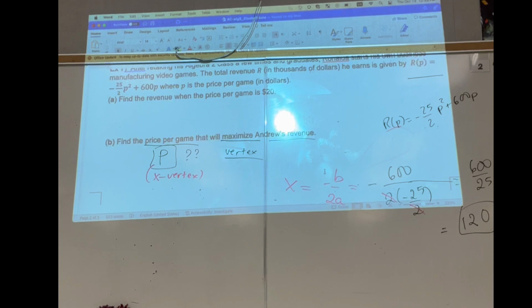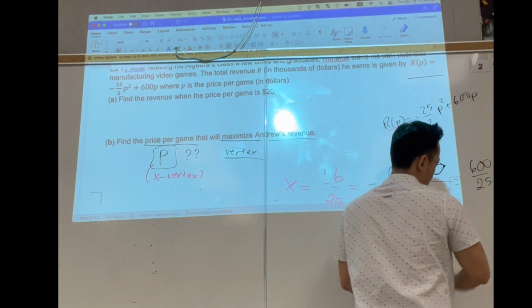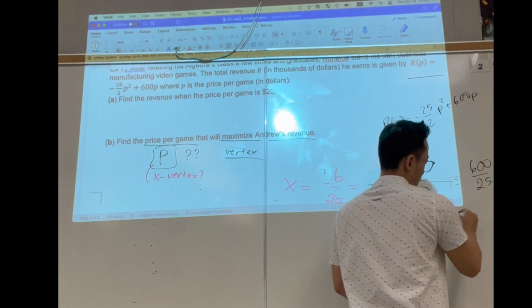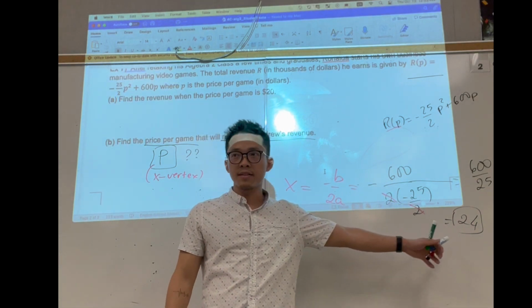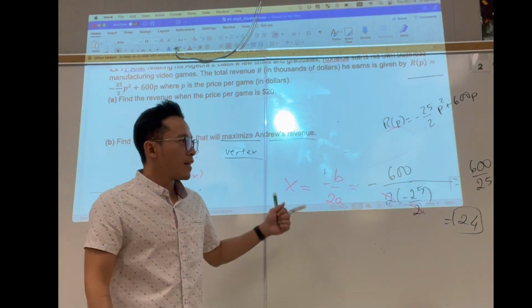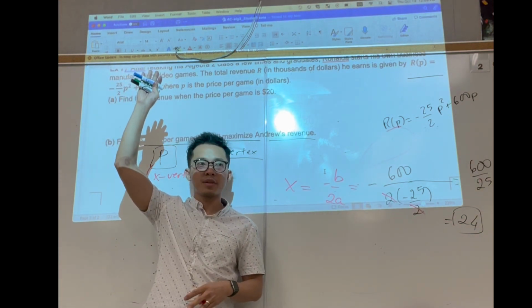Is that the final answer? 600 divided by 25 is not 120. Is it 120? No, it's 24. 24. Okay, I didn't count this one. Is that the final answer? No. Who says yes? Who says no?